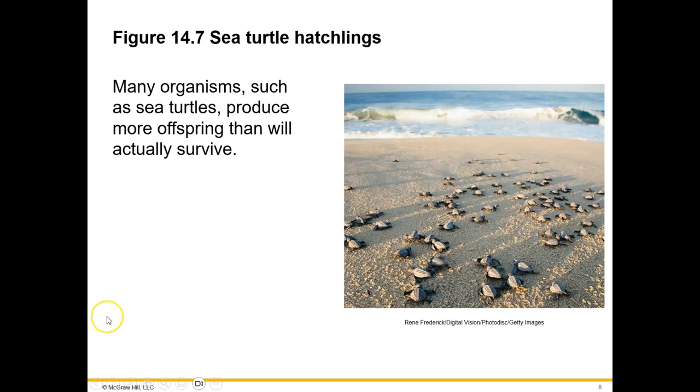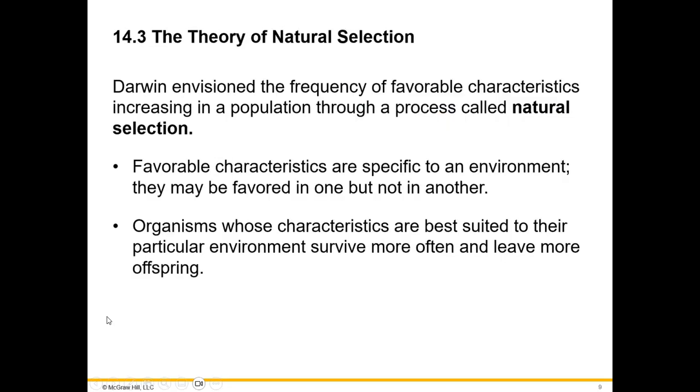Many organisms that he observed, like the sea turtles, he noticed that they would produce a lot more offspring than would actually survive. So even though hundreds or thousands of sea turtles will hatch on a given beach at any time, only about 10% of those turtles will grow to be adults. So only about 10% will actually survive. This is something he kept noticing with different species.